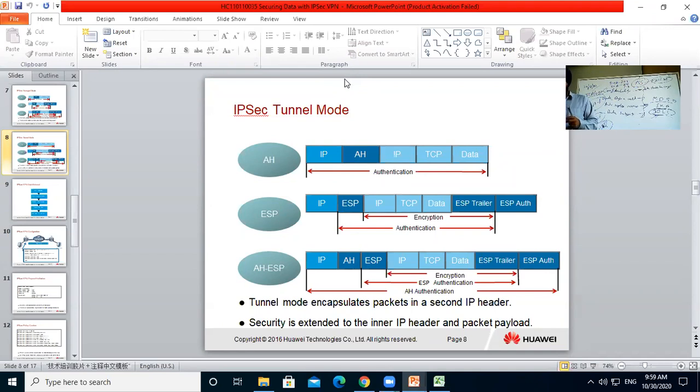There is one question in this case: which mode is better, transport mode or tunnel mode?